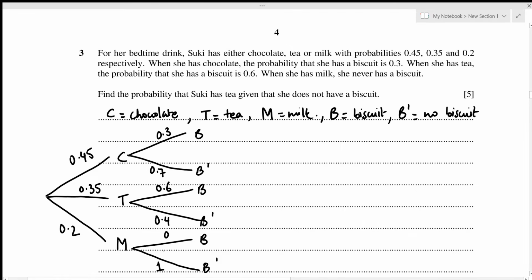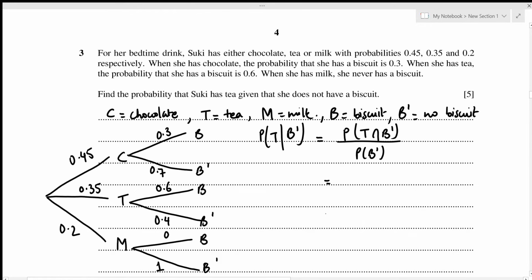Now we need to find the probability that Suki has tea. So that's just the probability of tea, given that she does not have a biscuit. So that's the probability of not having a biscuit. And from the Bayes theorem, the probability will be having a tea and not having a biscuit divided by the probability of not having a biscuit.